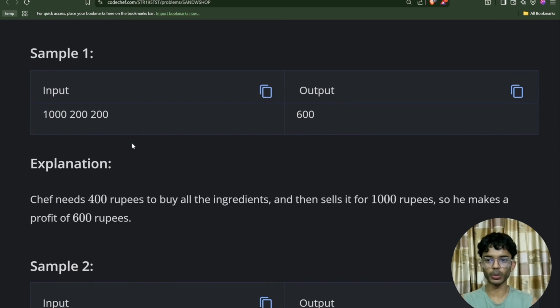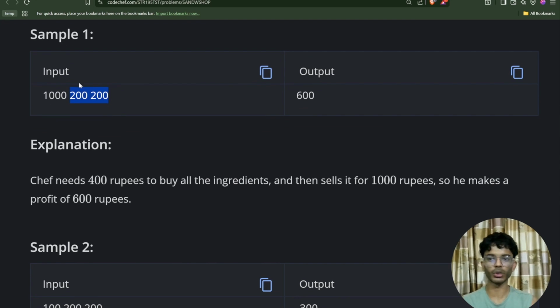Now let's see sample input one. So chef sells the sandwich for 1000 rupees and the cost of bun and vegetable is 200 each. The total profit that chef makes is going to be equal to 1000 minus (200 plus 200), that is 1000 minus 400, which is equal to 600.